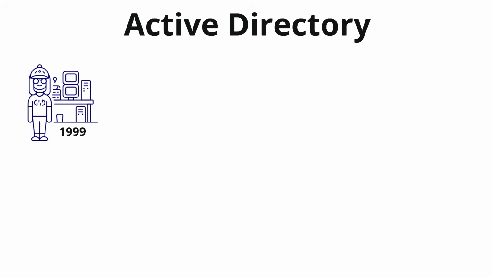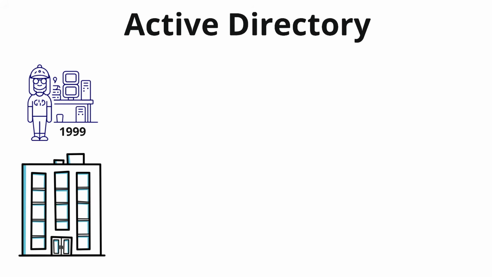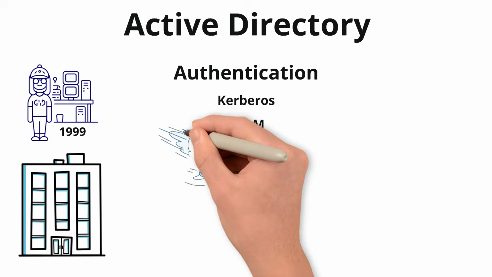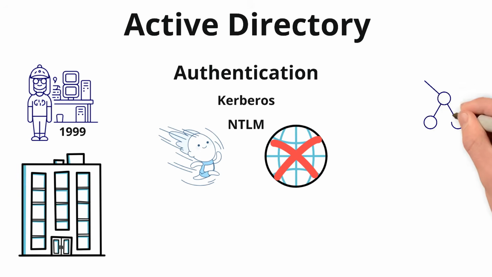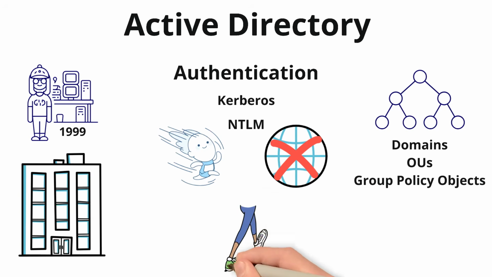Active Directory was built in 1999 for one world: everyone in the office, everything on the local network. Its model is built on trust within the perimeter. If you're on the network, you're trusted. Authentication runs on Kerberos and NTLM, fast and reliable on a local network, but never designed for the internet. AD gives you a hierarchical structure: domains, OUs, group policy objects. You control everything from one place. That worked perfectly until everyone left the building.